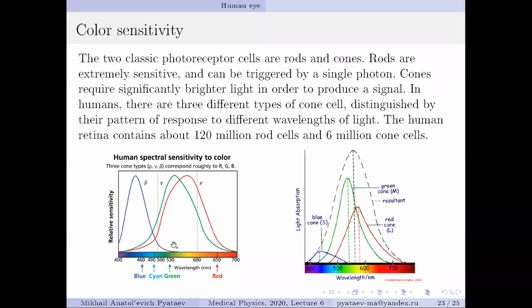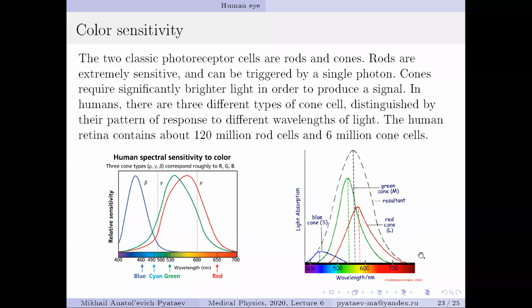And if we have a mix of signals from different cone cells, we interpret it as, for example, a yellow light, or light blue light, green blue, or green yellow, orange, and so on. So all the intermediate colors are obtained as a mix of signals from different cone cells.